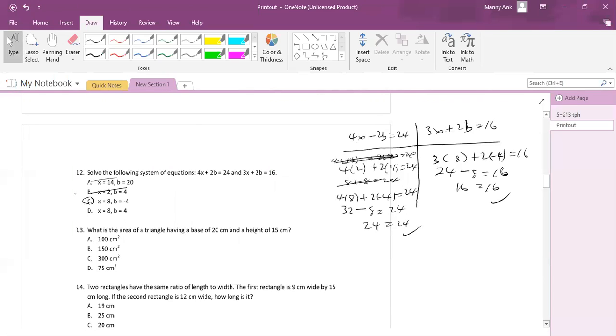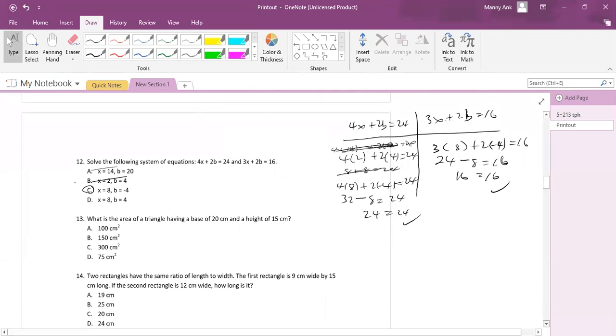All right, number 13. What's the area of a triangle having a base 20 and a height 15? Area of a triangle. So the answer here is 150. Half base times height. Area of a triangle, half base times the height. So 1/2, the base is 20 and the height is 15. If you work this out, you have 150, 10 times 15.